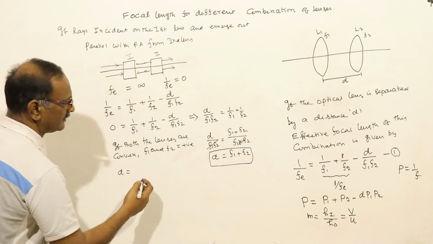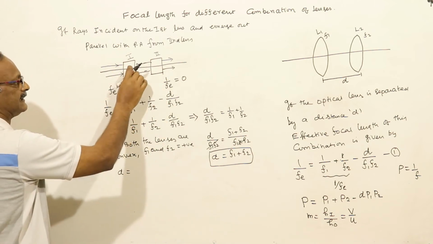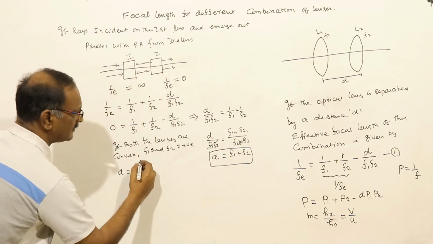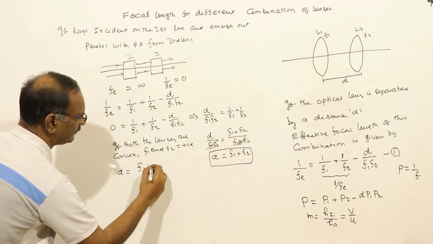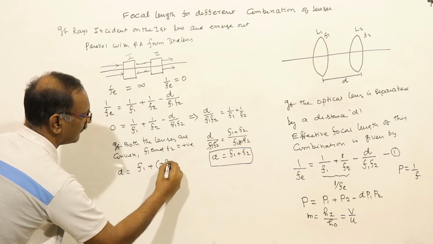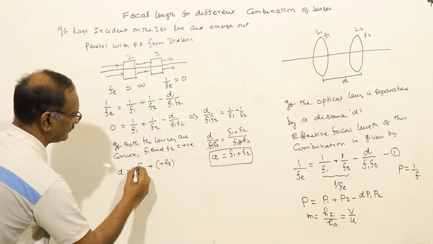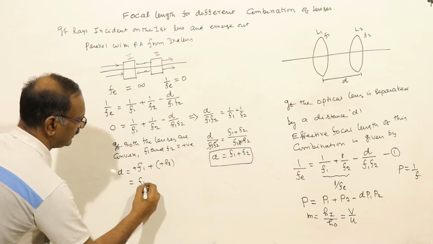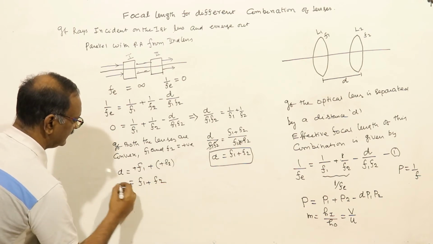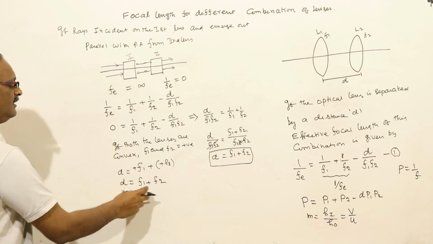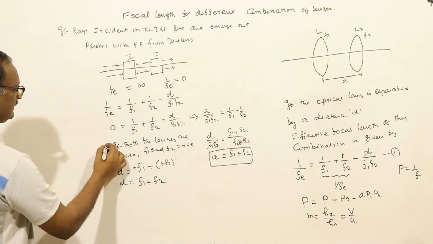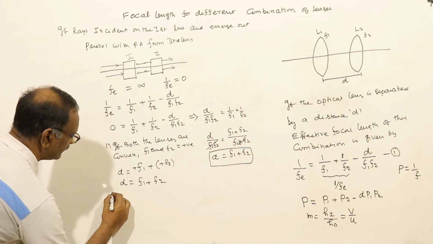It may be concave or convex. We have not specifically mentioned whether it's convex or concave. So D is equal to F1 plus F2, both are positive. The distance of separation is equal to the sum of the focal lengths. This is case 1. Case 2.